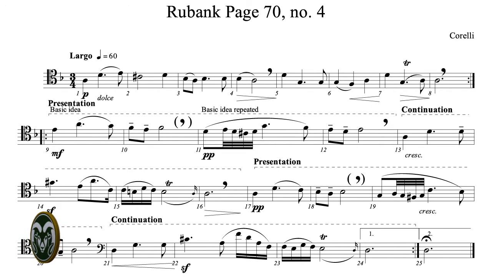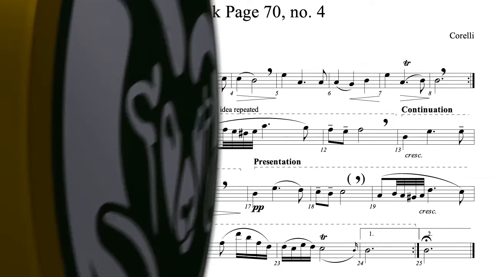So we have a basic idea repeated to finish the presentation, and then we go on to the continuation. We have a couple of these sentence structures within the second half of this piece. So we want to use our understanding of this phrasing to plan where we're going to breathe. I can set aside this idea from the repeat of the basic idea by slipping in at least a little space, if not a breath. And then I want to also separate with the breath the presentation from the continuation.